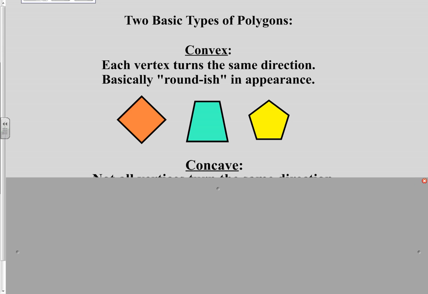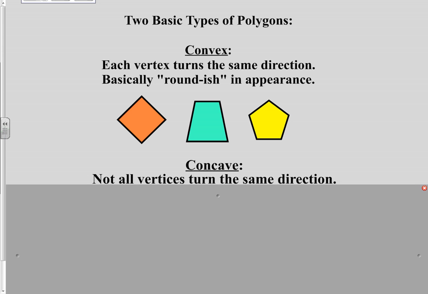The flip side of that discussion is concave. Okay, and for concave, not all of your vertices are going to turn in the same direction.